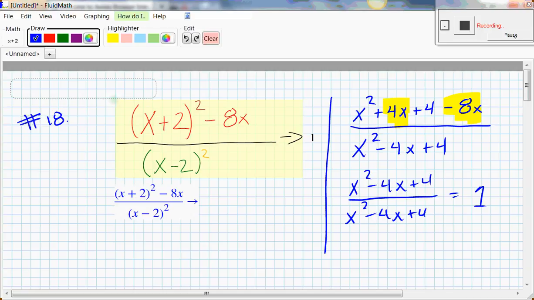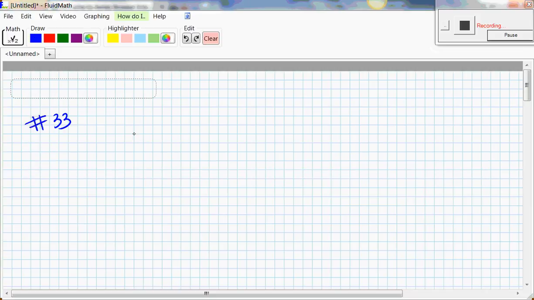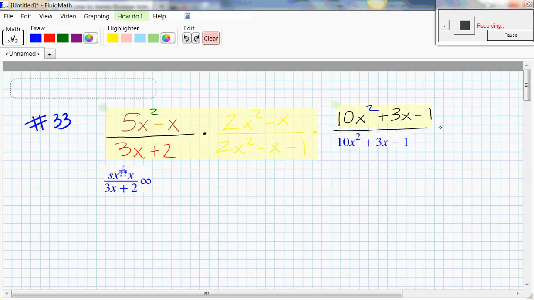33. We're doing 33. Olivia, can you read it to me, please? 5x squared minus x over 3x plus 2, times 2x squared minus x over 2x squared minus x minus 1, times 10x squared plus 3x minus 1 over 6x squared plus x minus 2?